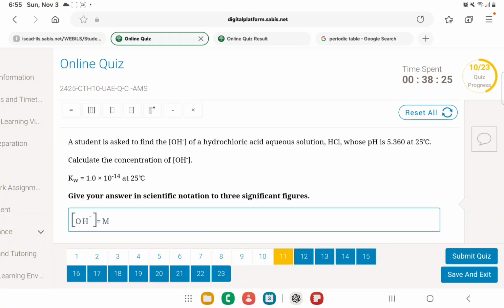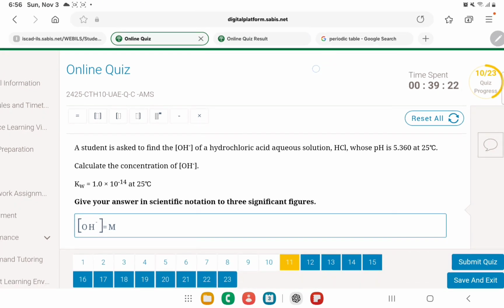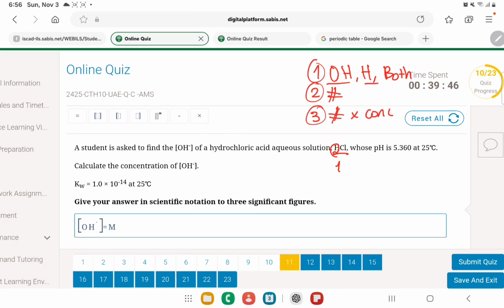A student is asked to find the OH of the hydrochloric acid aqueous solution whose pH is 5.36 at 25 degrees Celsius. Calculate the concentration of OH minus. Okay, so we know that we have 3 steps. First step would be finding if we have OH or H or both. Here in HCl we have H. And then second step, finding the number of OH or H's we have. Here we only have one HCl. And then the third step would be multiplying the number by the concentration that they gave us.